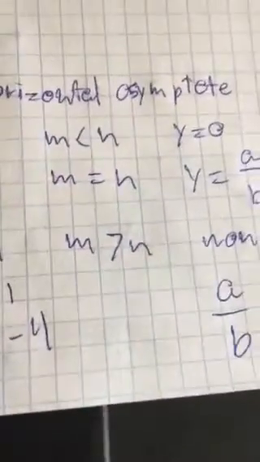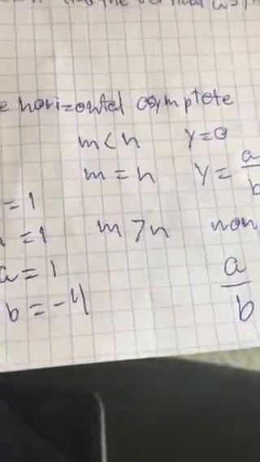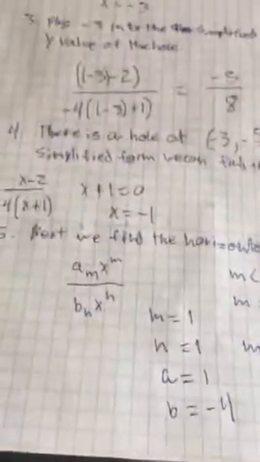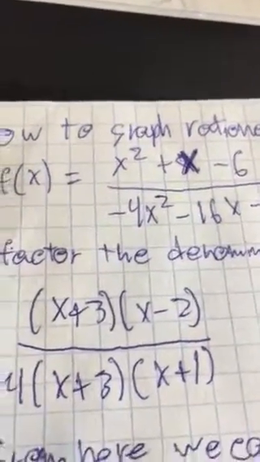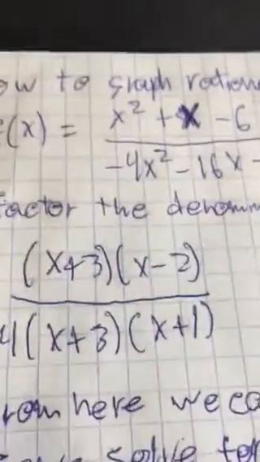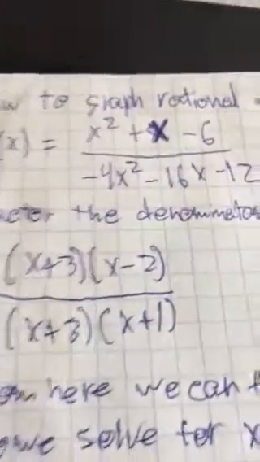If m equals n, our horizontal asymptote equals the coefficient of the numerator, which is a, divided by the coefficient of the denominator, which is b. And if m is greater than n, then there's no horizontal asymptote. Then we take the 1 and the -4 over here, because the coefficient of x squared is 1 in the numerator, and the denominator coefficient is -4. We divide them, we get -1/4.